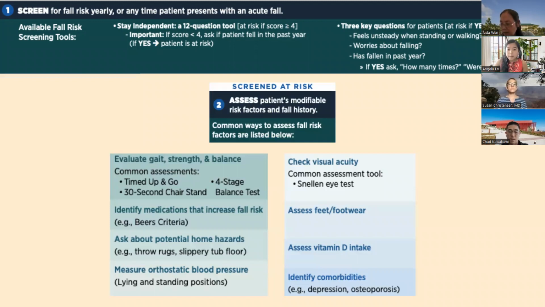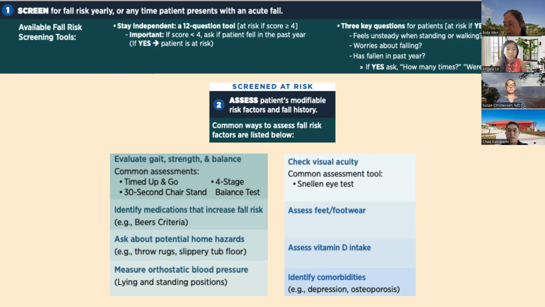If they do happen to screen at risk, then you want to start assessing any modifiable risk factors and their fall history. So this includes looking into their gait, strength, and balance. I'll talk about this a little bit more later on, but some common assessments include the Timed Up and Go test, the 30-second chair stand test, and the 4-stage balance test. Like we mentioned before, check for any medications that increase fall risk. You want to look at the Beers criteria.